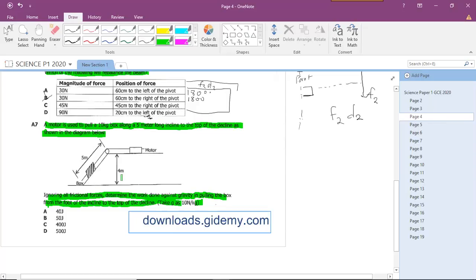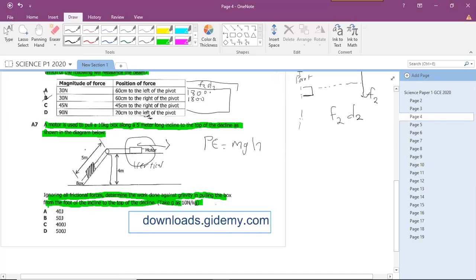So ignoring the forces of friction, determine the work done against gravity from the foot of the incline to the top of the incline. So work done against gravity, this is potential energy. So we just say potential energy is mass times gravity times height. So we're going to use this vertical distance here. That would be the height, that this machine is pulling this box up.